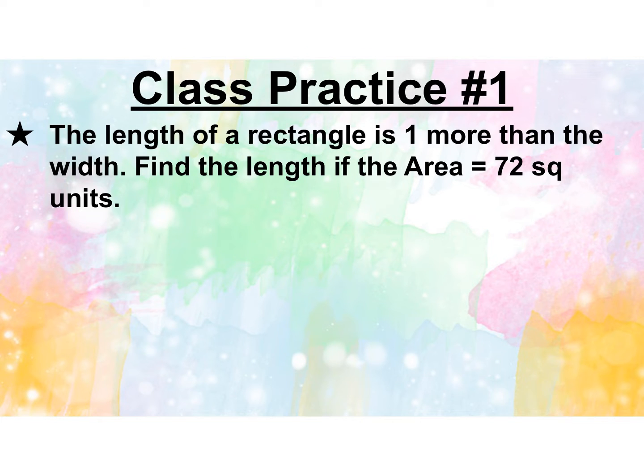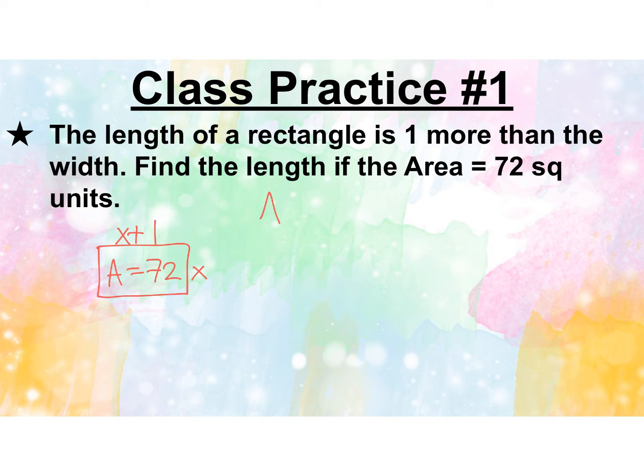So here we have the length of a rectangle is one more than the width. So let's draw the rectangle. Usually the length is longer. The length of a rectangle is one more than the width. So I don't know the width, so I'm going to call the width x. And if the length is one more, it's going to be x plus 1. I'm told that the area is 72 square units.